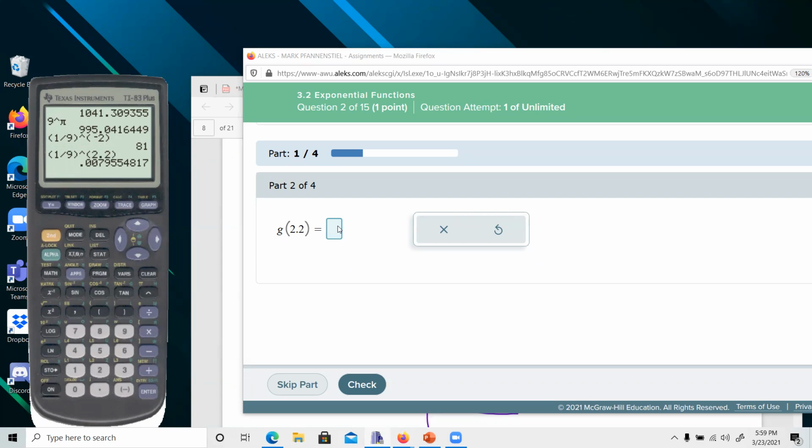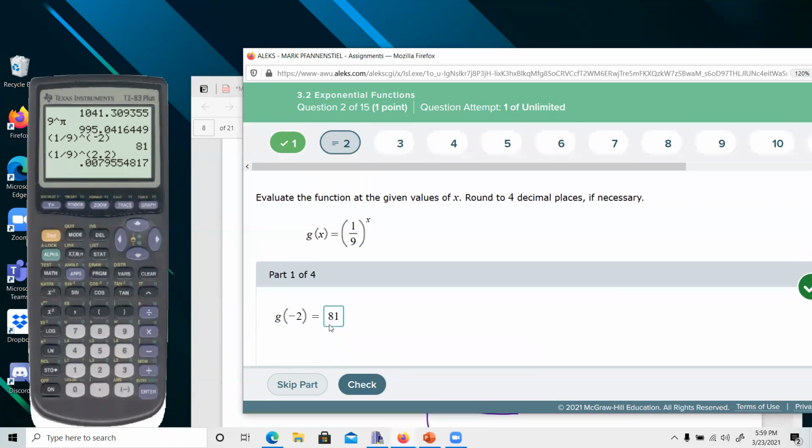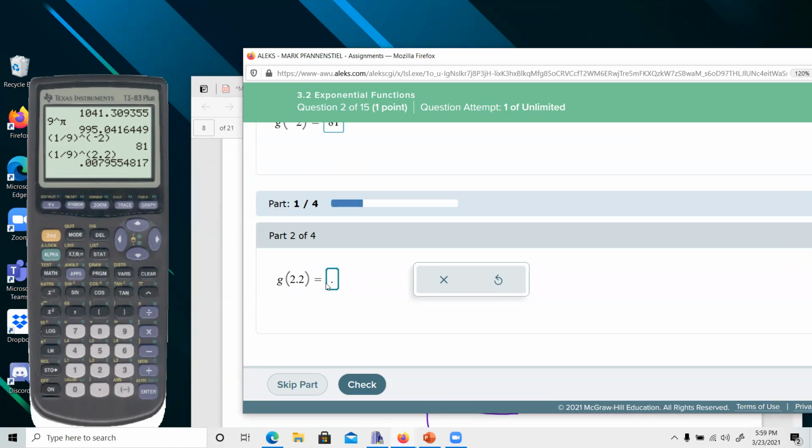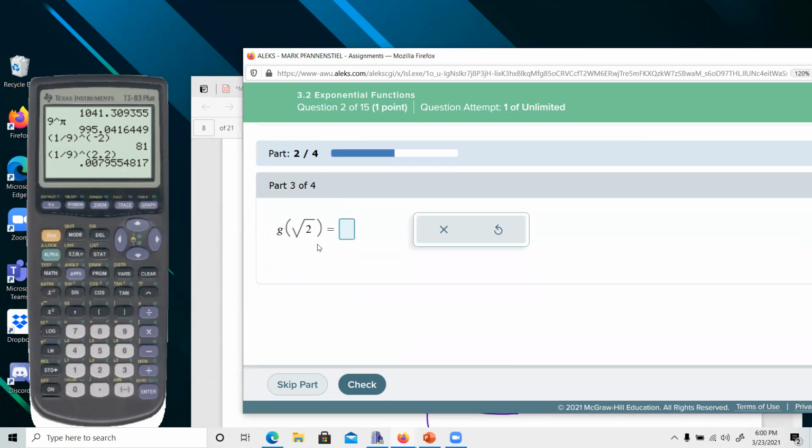Okay, what did they want this to use? 4 decimal places again? 4 decimal places. 0.0080. I'll put that leading 0 in there because they get mad at me if I don't. All right. Square root of 2. Why didn't they do a half? Okay, 1 divided by 9. Parentheses. Square root. Okay, and that should give us that one.